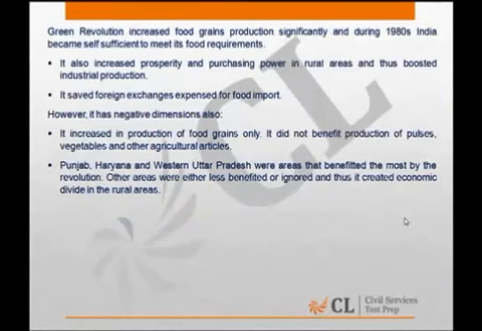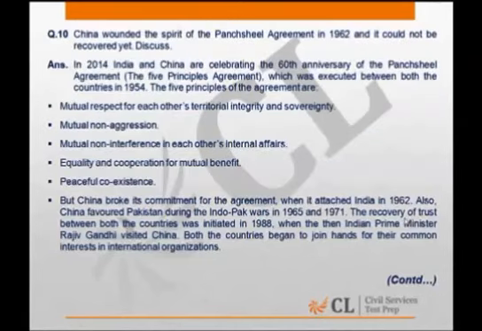Now to come to question number 10. China wounded the spirit of the Panchsheel Agreement in 1962 and it could not be recovered yet. Discuss. This question is based on Indian history, but more precisely on bilateral relations.